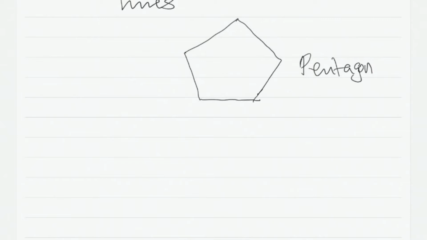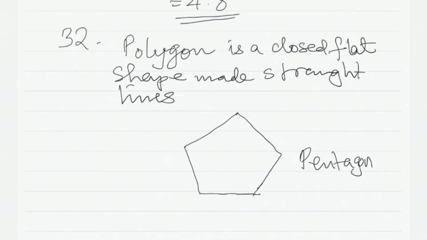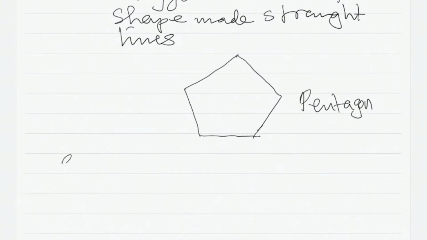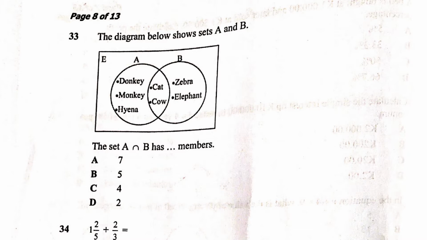There are these others, like a quadrilateral. A quadrilateral has 4 sides. A hexagon has also other sides that cannot be a part of the question, but according to the question that has been given to us, we are talking about a 5-sided figure, which is known as a pentagon. Let's go to question 33.